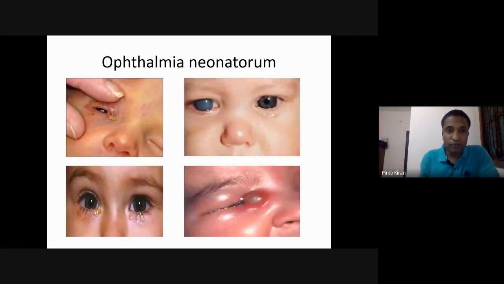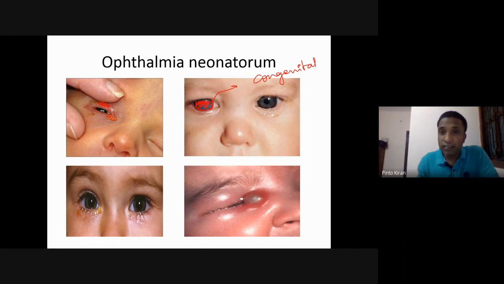See, if you look at the 4 diagrams, here you can make out the eyelids are swollen. There is crusting of the eyelashes, the pus which is stuck to the eyelid. It's very difficult to retract both the eyelids. But look at this, the patient has a cloudy cornea, and the eyeball is definitely larger. This is a congenital glaucoma.